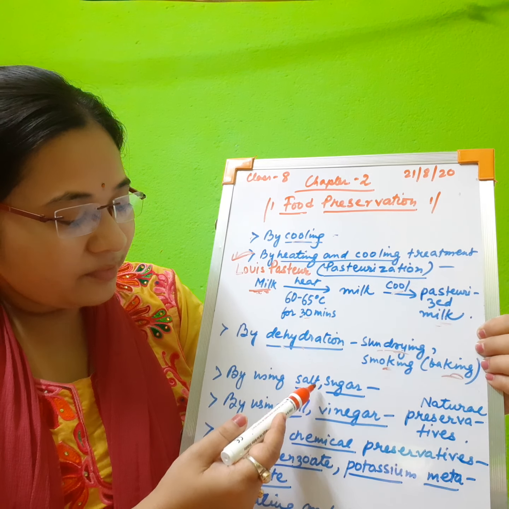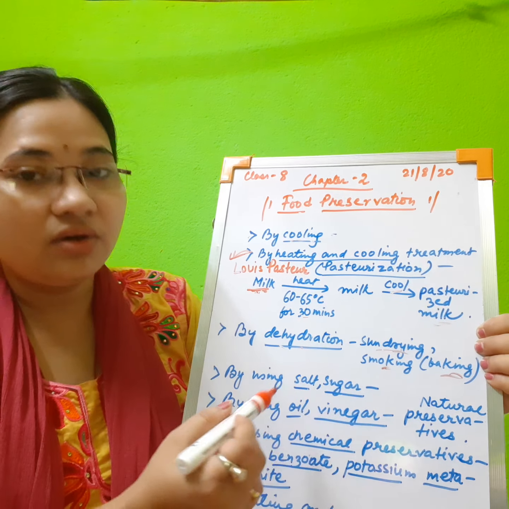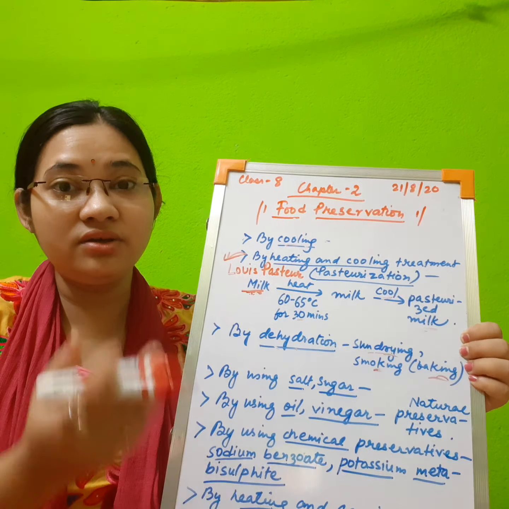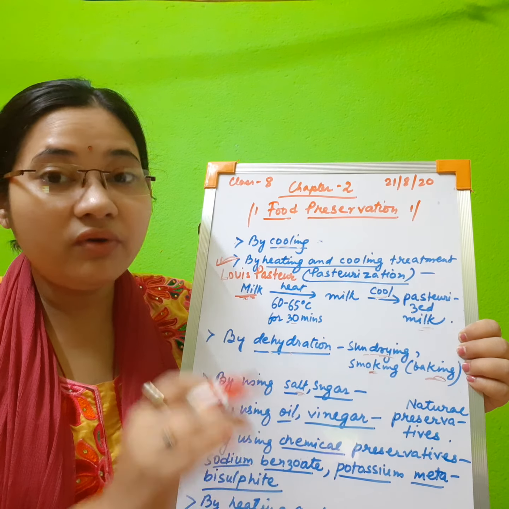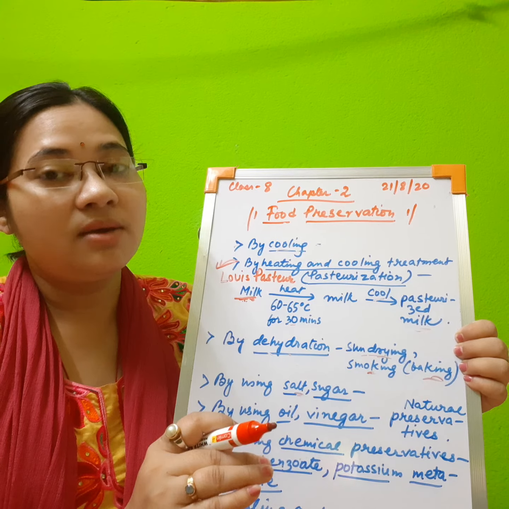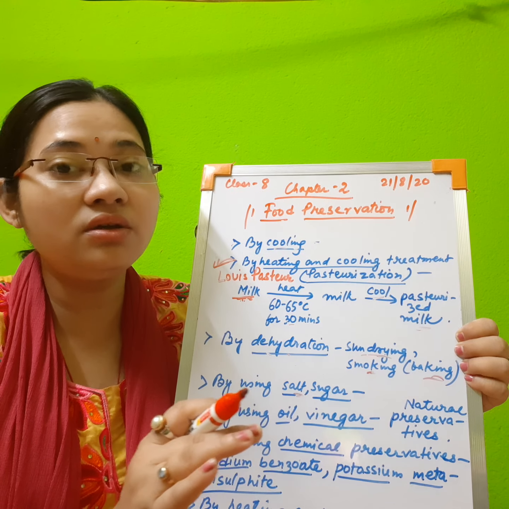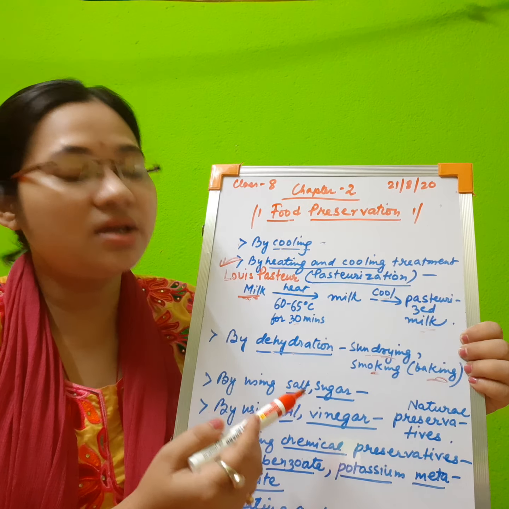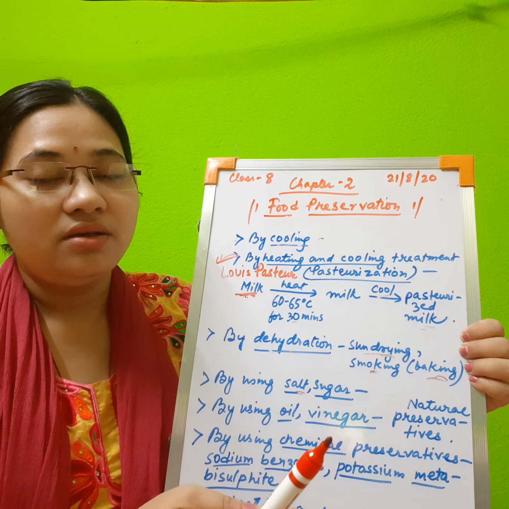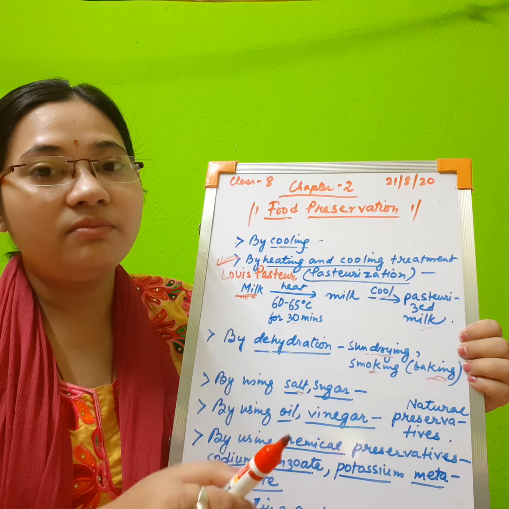After that, by using excess amount of salt and sugar. Okay, concentrated, saturated salt and sugar prevents the growth of microorganisms. Microorganisms do not grow when excess amount of salt or sugar is present because it acts as a concentrated solution or concentrated preservative.